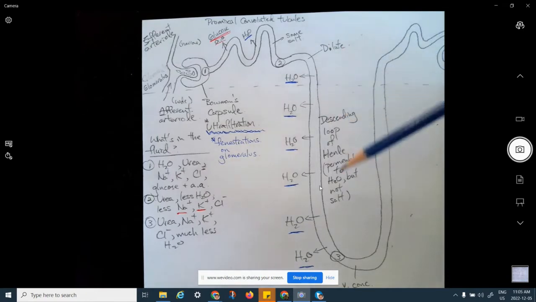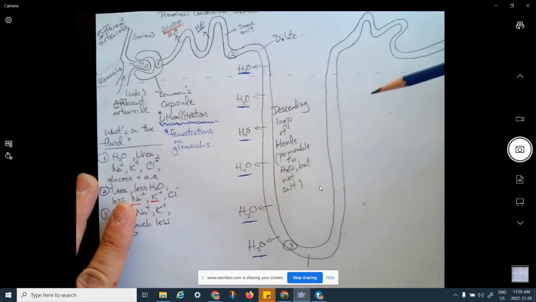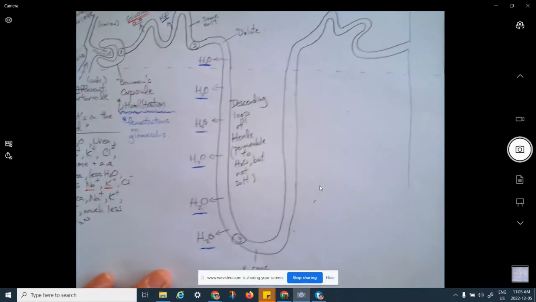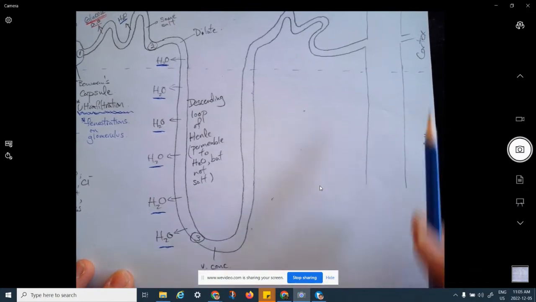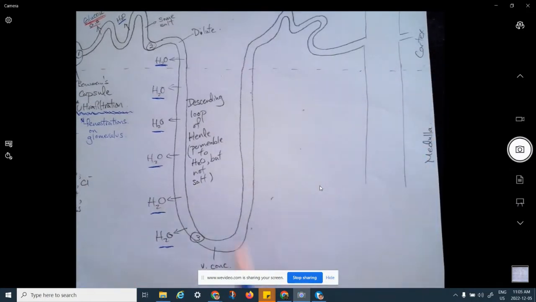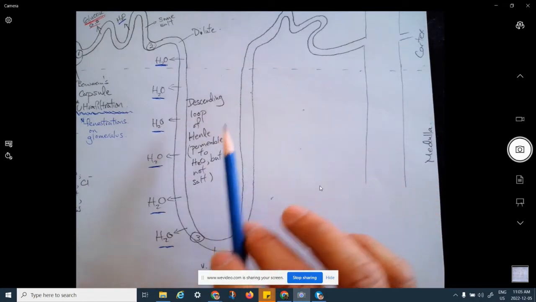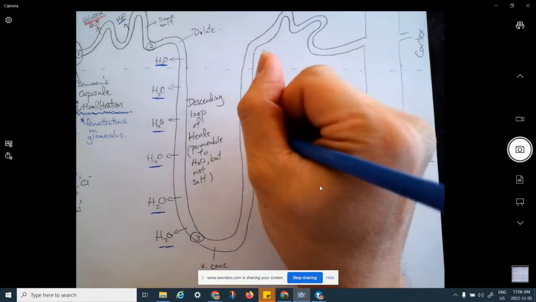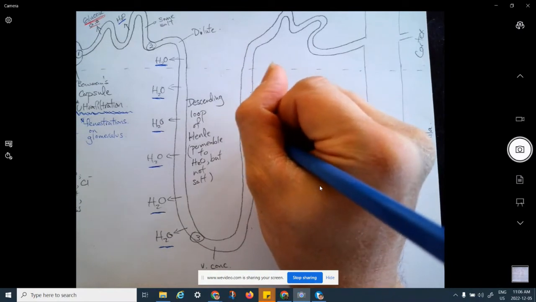So, descending loop of Henle, permeable to water but not salt. Now, the ascending loop of Henle, this is also quite interesting. And also make sure you wait for a bit, okay? I'm going to try and make sure that the medulla and cortex is here. Now, the ascending loop of Henle is the opposite. Salt can go through, but water cannot go through. Okay? But this is a weird part. I'm going to tell you. Let me write it down first.